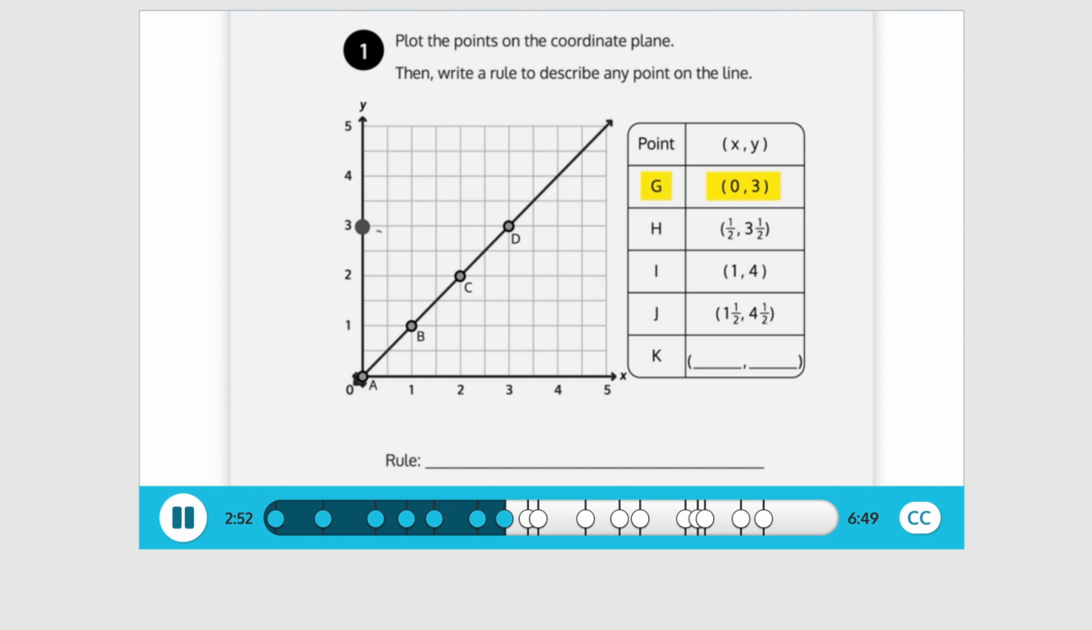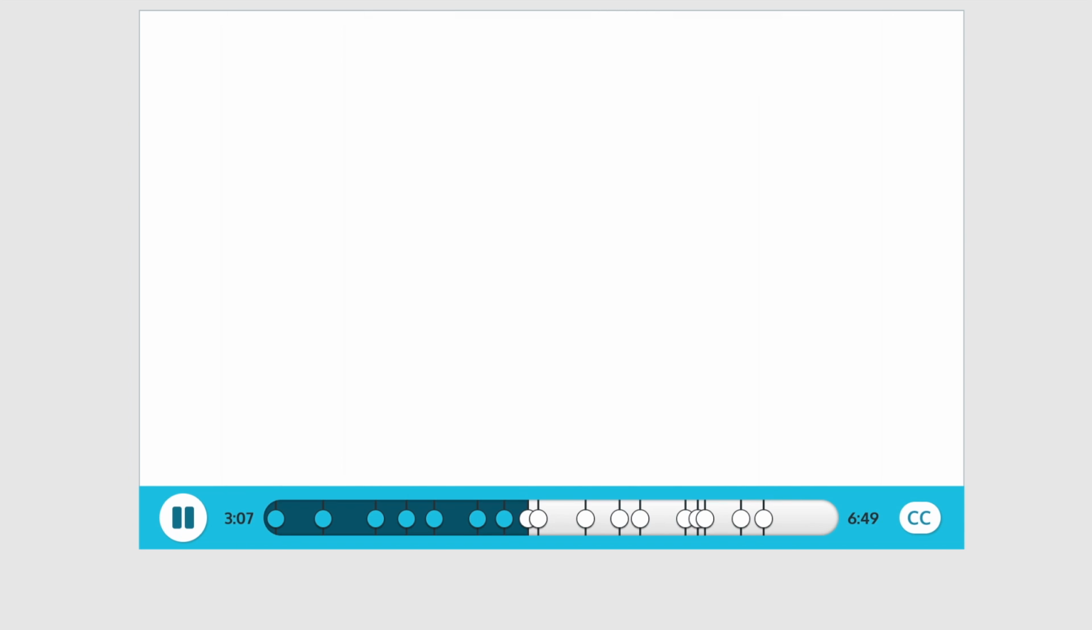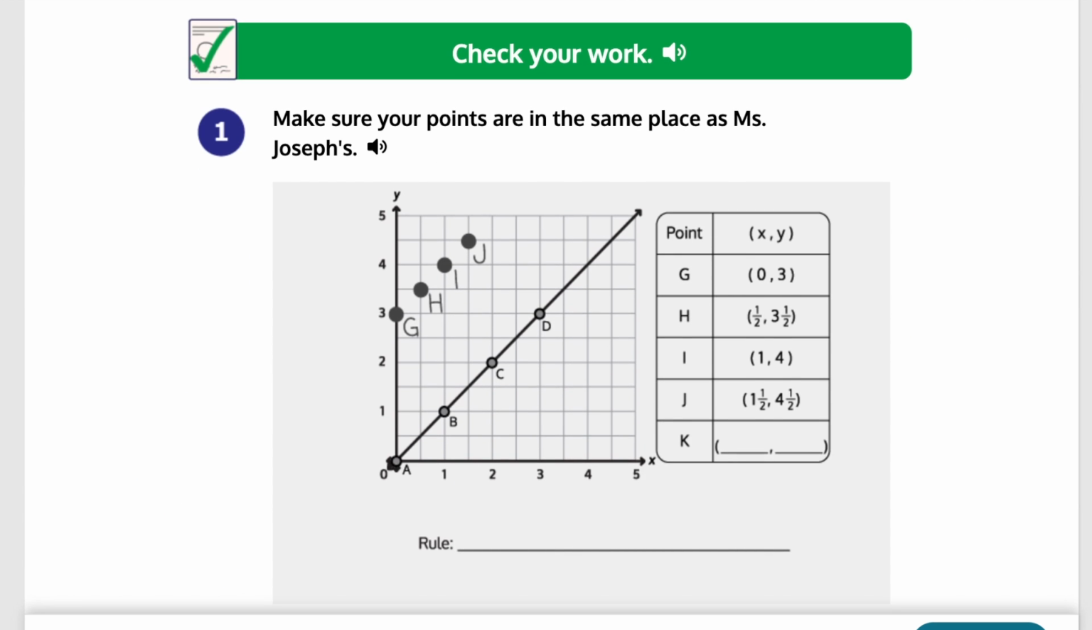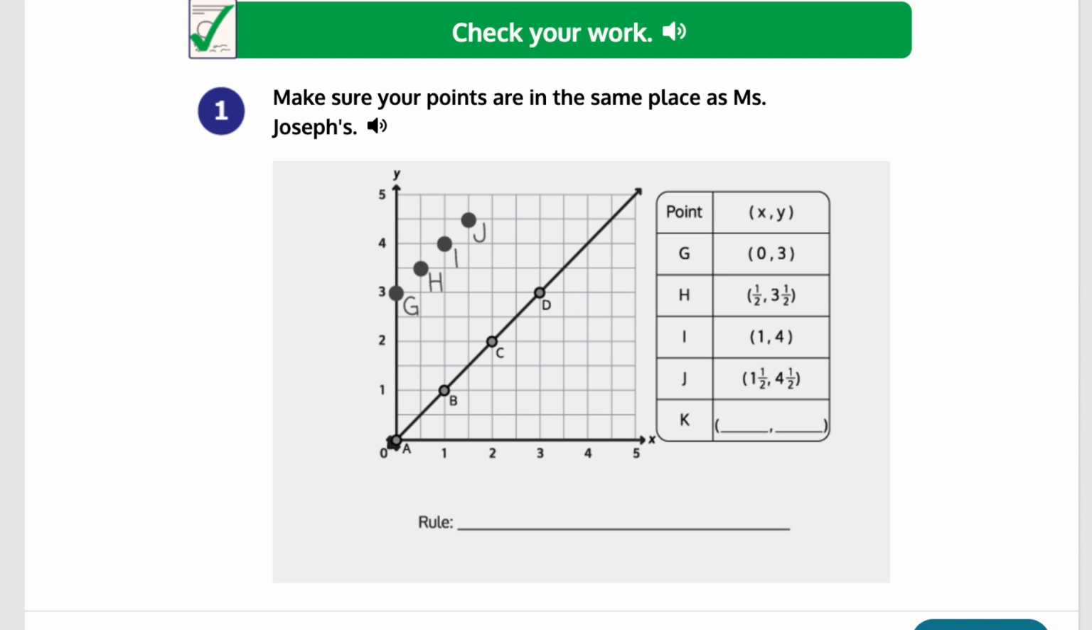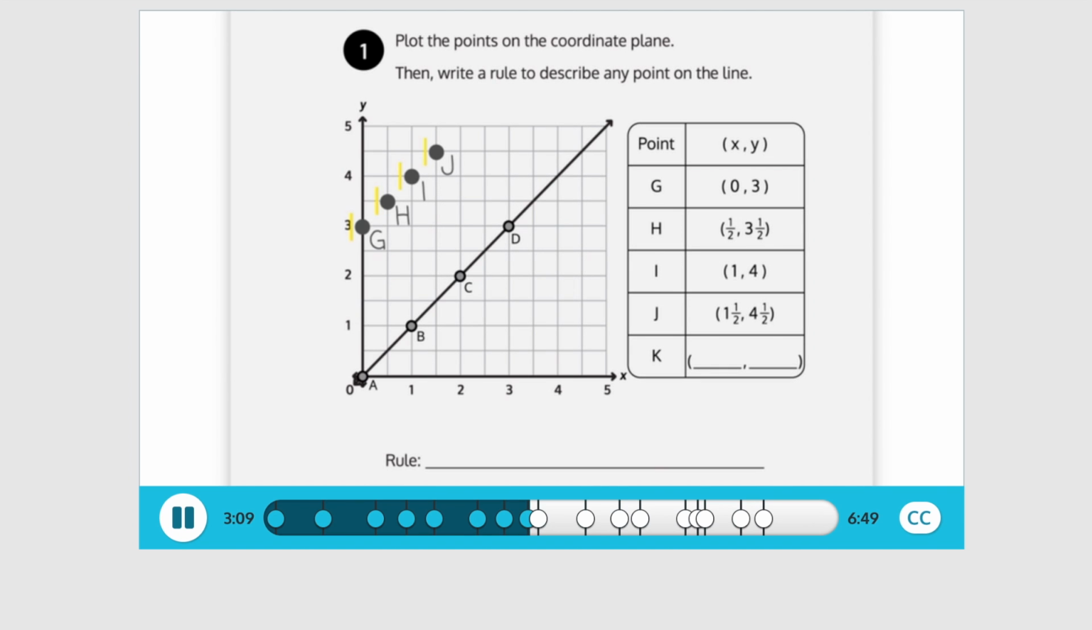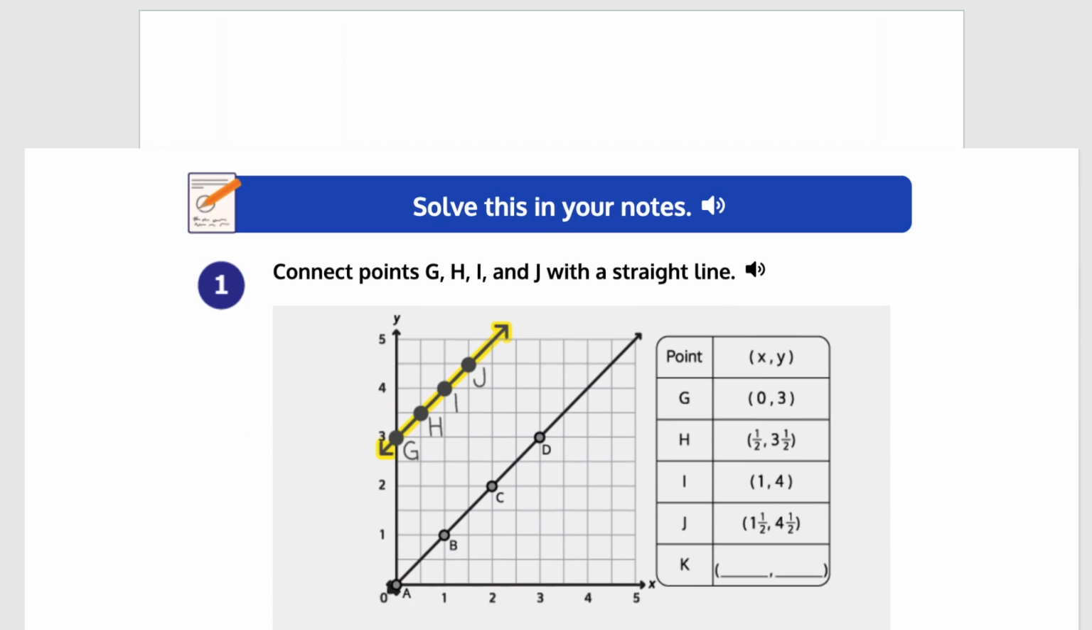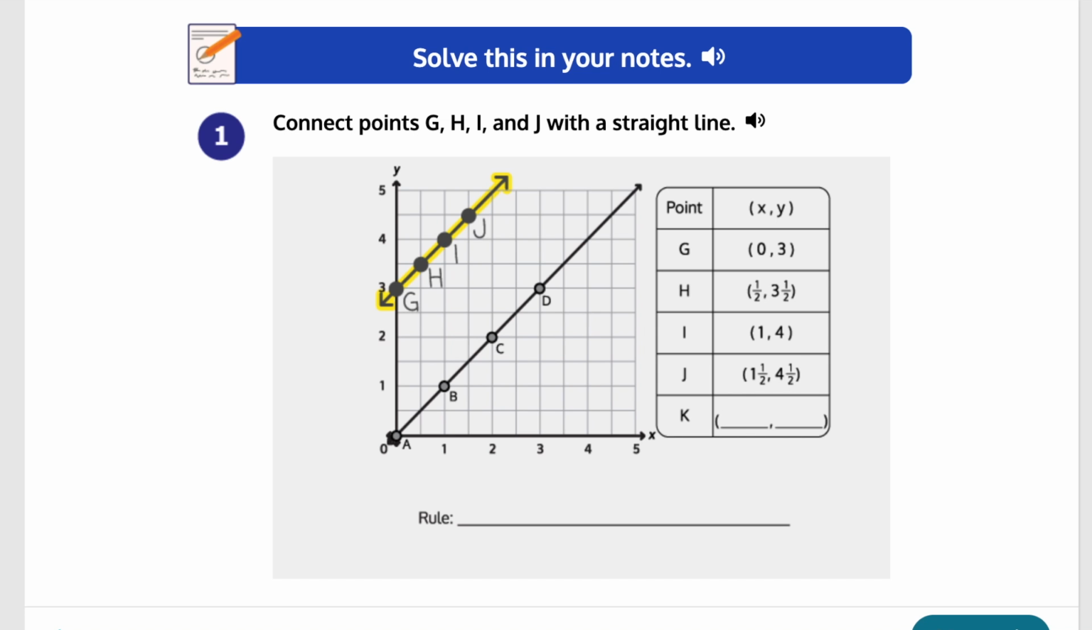We can plot G here, H here, I here, and J here. Check your work. Make sure your points are at the same place on the coordinate plane as mine. All right, go ahead and check your work. And if you made an error, be open about it, and this could be a time that we can learn from it. We can connect all of these points with a straight line like this. You try. All right, go ahead and draw a line through those points on your notes.